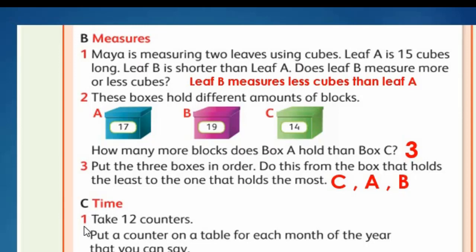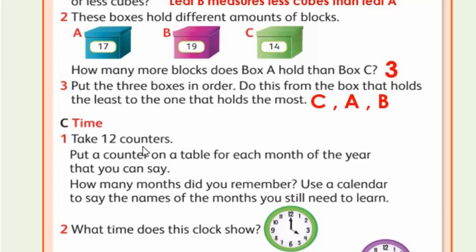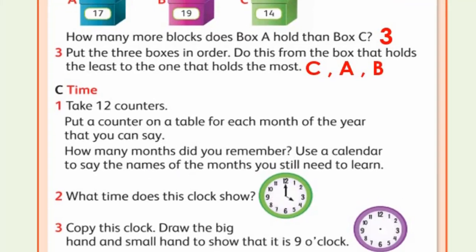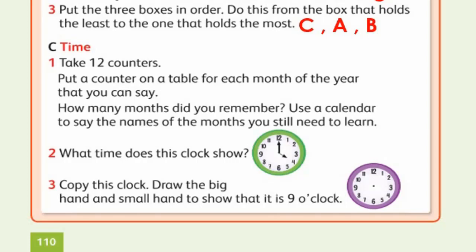Now, let's move to C, time. Number 1. Take 12 counters, put a counter on a table for each month of the year that you can see. How many months did you remember? Use a calendar to say the names of the months you still need to learn. Because you're kids, that's why you still need to learn. So, students, the answer is up to you. It depends on how many months you remember. You can write down here. The answer is up to you. That's why I will not write anything.